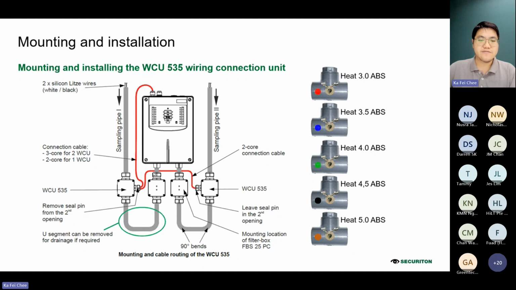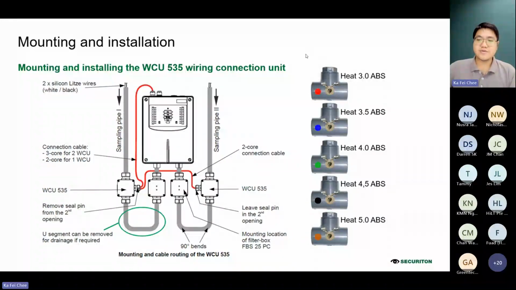Okay, so due to the fact that the cable cannot go through the filter at the bottom, we need a WCU here to allow the transition from the pipe to wire back to the ASD unit. Okay.